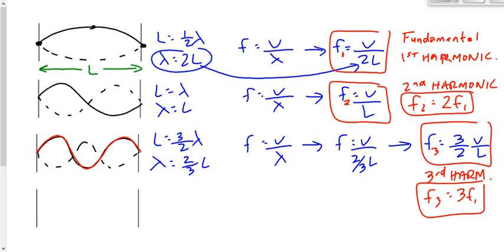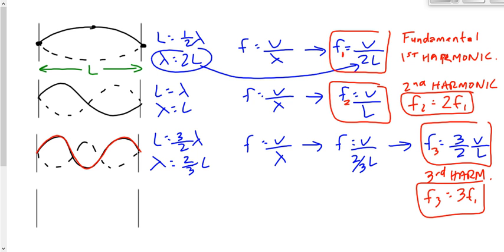I got good news and I got bad news. The bad news is none of these appear on our data sheet. V is equal to F times lambda does, but the V over 2L or the 3V over 2L or whatever doesn't appear on our data sheet. That's the bad news.